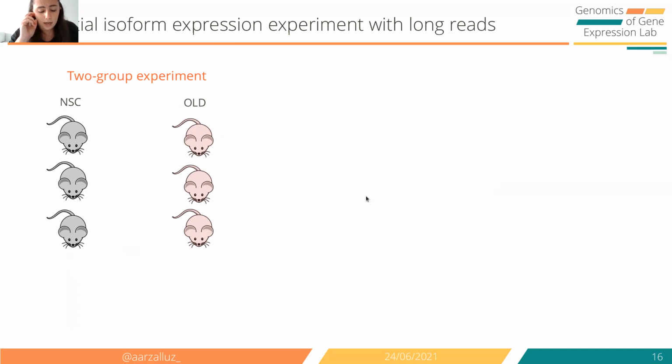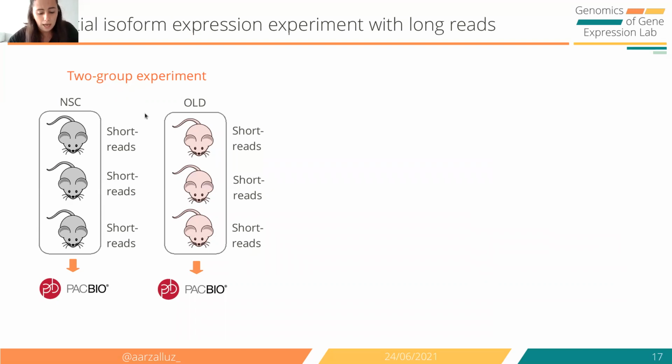So generally, we can imagine that we have a two-condition experiment, like the one I was talking about before, right? And let's imagine that I have the same conditions that I was showing before, the neural stem cells and the oligodendrocytes. And to obtain long reads, I could just pool cDNA from all samples from the same condition, right? And sequence using, for instance, PacBio.